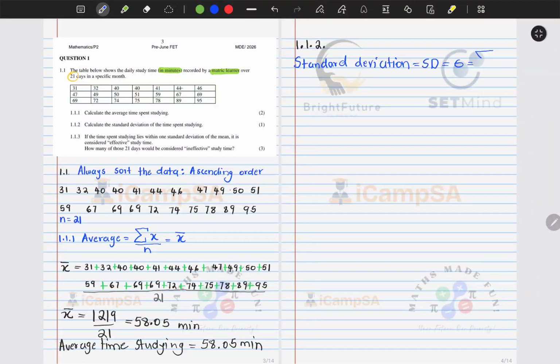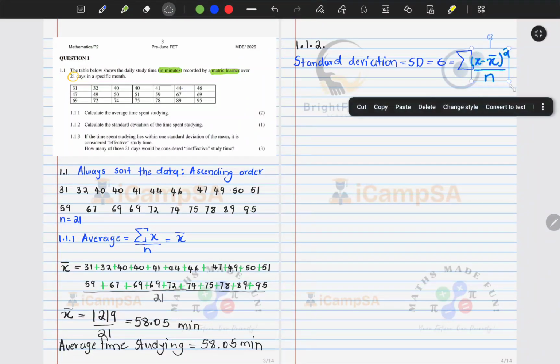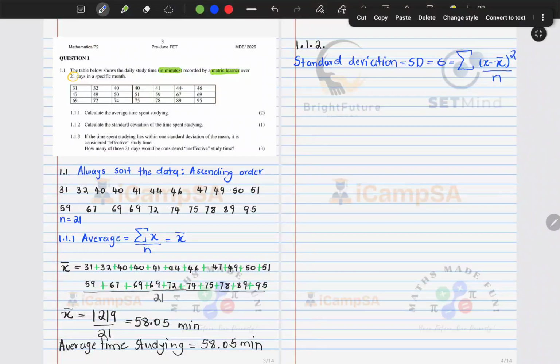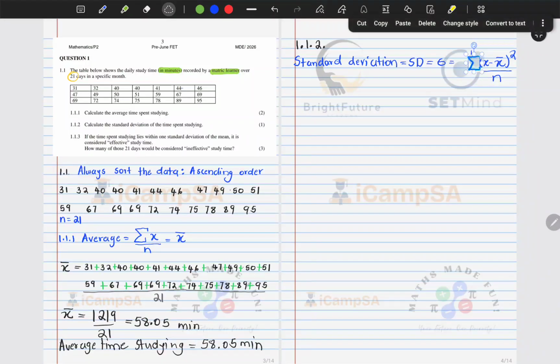Our standard deviation, if you remember, is the summation of x minus the mean, where x is the actual data, and all of this will be squared, and this will be divided by n. I should make this small and then put in our square root.